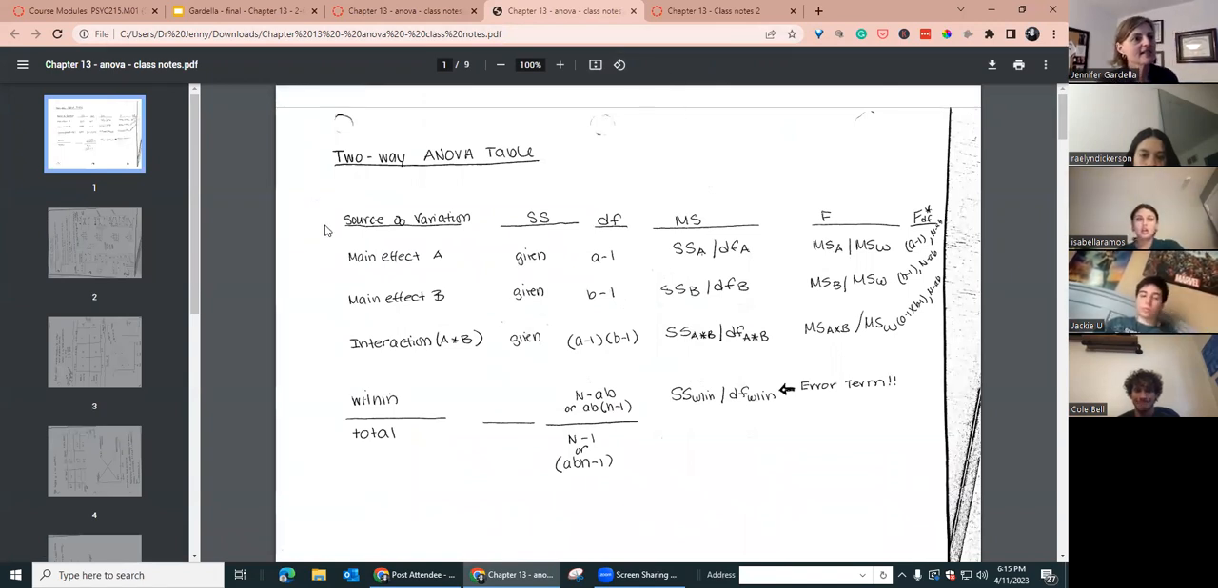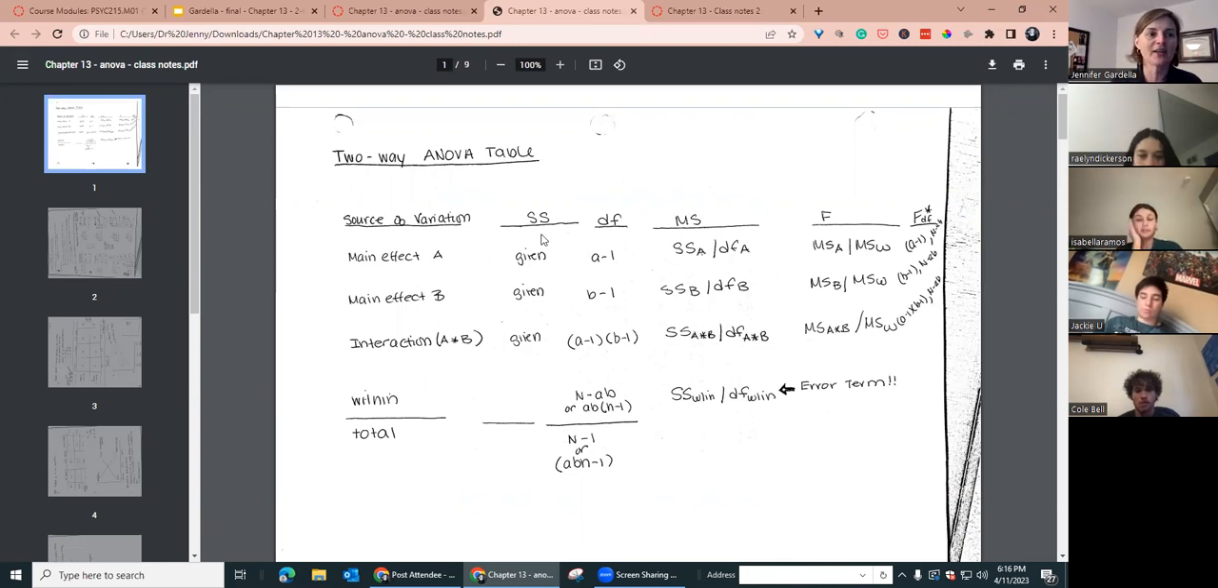So this is a two-way ANOVA table. Some of this, if you've kept up with class from last week, will look familiar. So every ANOVA table has a source of variation. Essentially, what are you comparing? What are your main effects? What are your treatments? So this is treatment 1, this is treatment 2, and then this is the interaction.